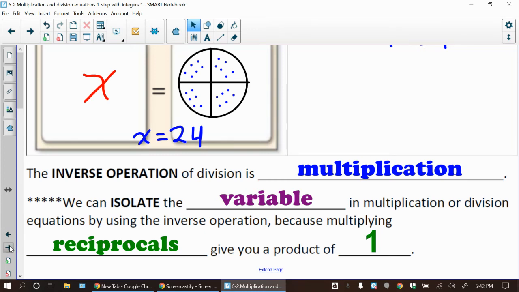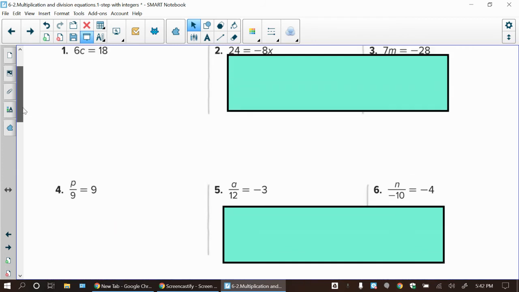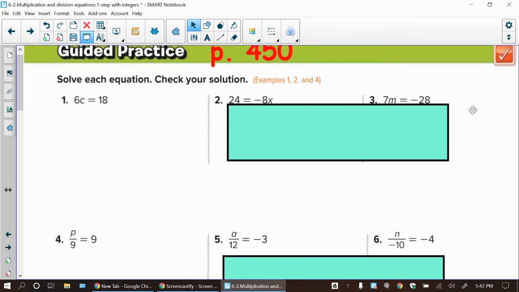Okay, so next we are going to do some guided practice. So if you want, do this in your textbook, page 450, volume 2. Okay, I am going to do a couple, well, 3 of them with you on one side, and then you're going to do the others on your own and check your work.